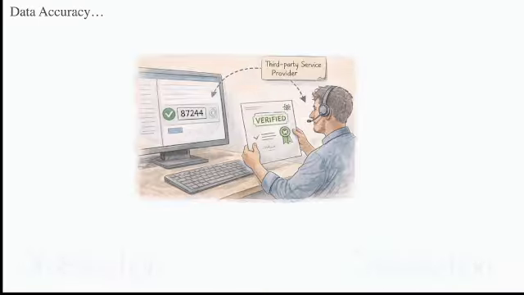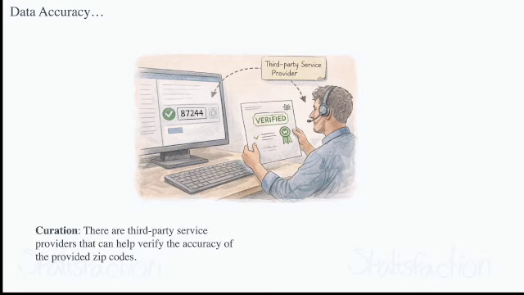How do you ensure the data is accurate? For example, does the provided zip code in the data truly reflect the demographic characteristics of the customers? You can improve your data quality through curation by using third-party services that help double-check whether the zip codes you have are accurate.